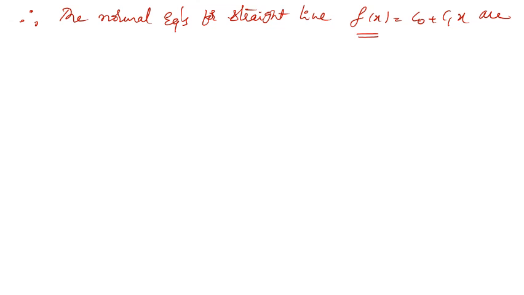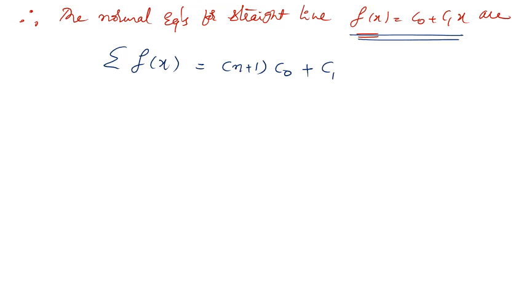First, take the summation on both sides of this equation: sigma f equals c0 into (n plus 1) plus c1 into summation x. Summation is only for the x terms. This is the first equation, and one can write, putting i equal to 0 to n, replace x by xi and put summation 0 to n. The c0 coefficient is 1, so multiplying both sides by 1, take the summation.